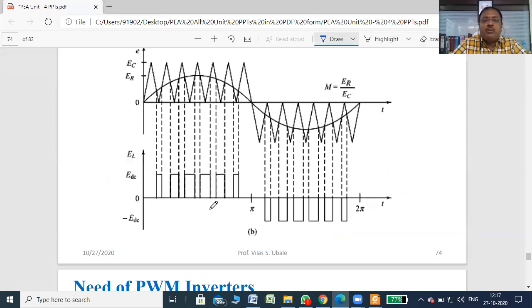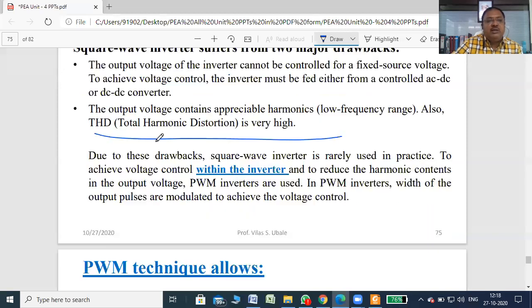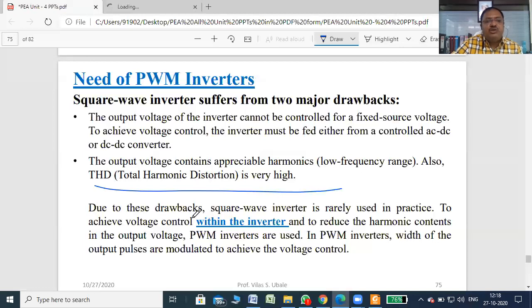So the next or last part of this unit is PWM inverter. Okay, already we have seen this. The output voltage of an inverter cannot be controlled for a fixed voltage. So that is a disadvantage of the square wave inverter. Even the lower harmonic components are large, and even total harmonic distortion is also high. So these are the disadvantages of a square wave inverter. So due to these two drawbacks, square wave inverters are rarely used in practice.